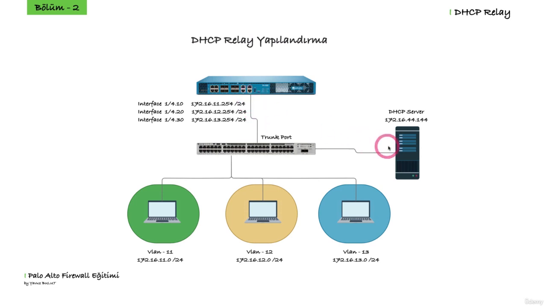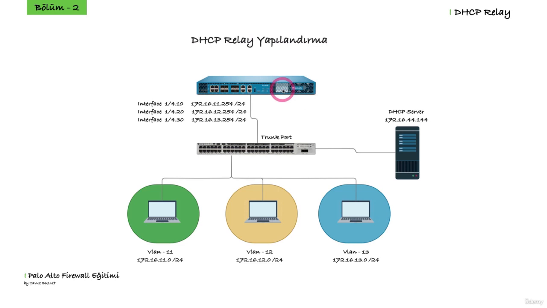In this example, we will not use the DHCP server on our firewall. When users in VLAN 11, VLAN 12, and VLAN 13 broadcast any DHCP discovery packets, that packet does not go outside the VLAN they are in. In order to send the DHCP discovery packets sent by these users to the DHCP server outside the VLAN they are in, we need to configure DHCP relay on the gateway.